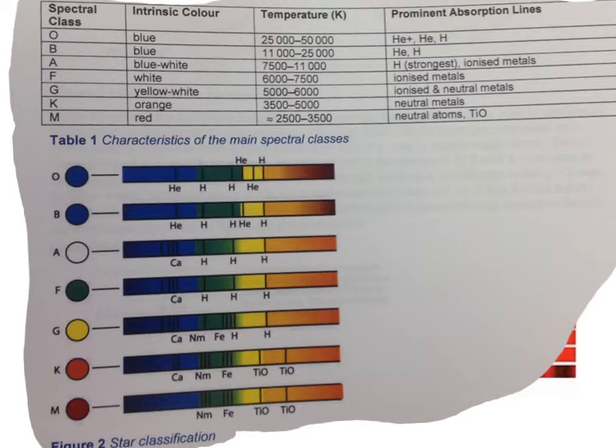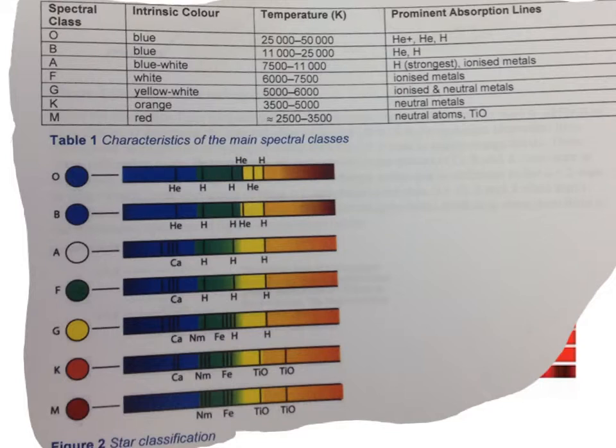Here is a slide from your course notes which can be found on Edmodo. We're going to have a look now at the spectral classes, and you'll notice that our spectral classes are down the left-hand side of the column here. They go from O, B, A, F, G, K and to M.